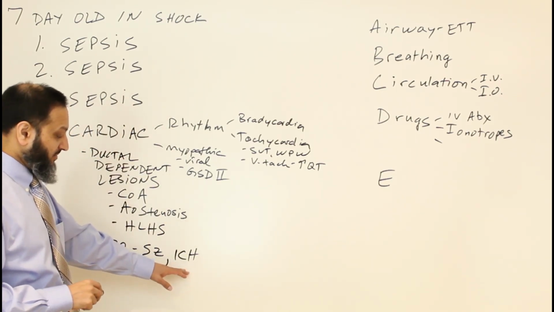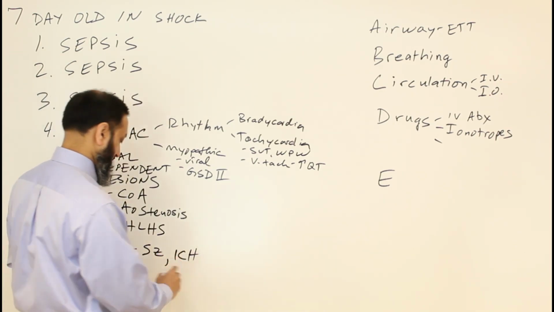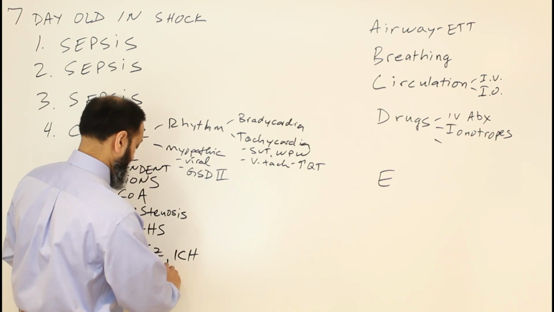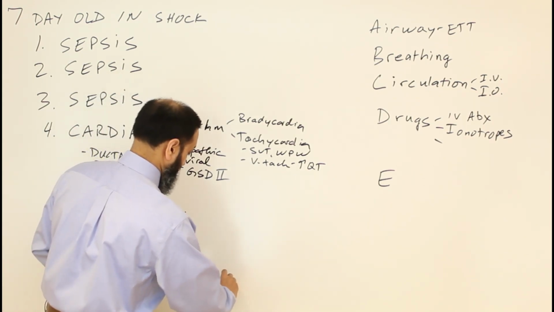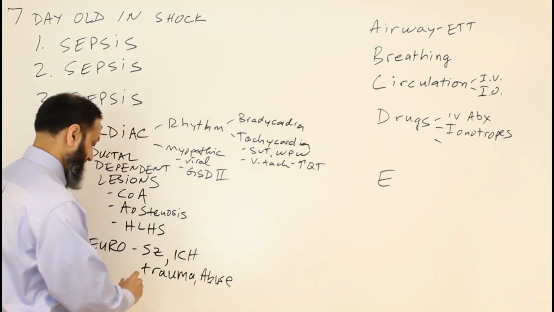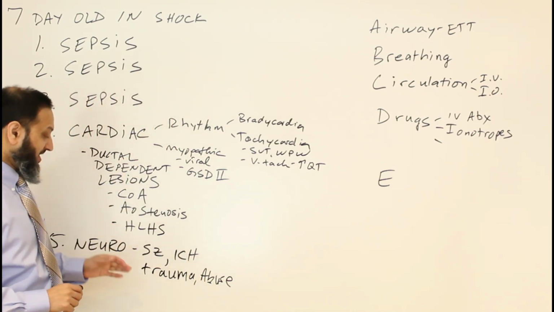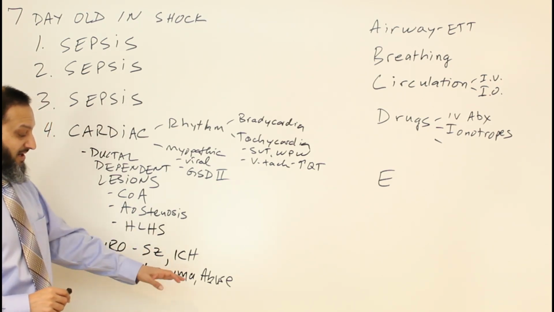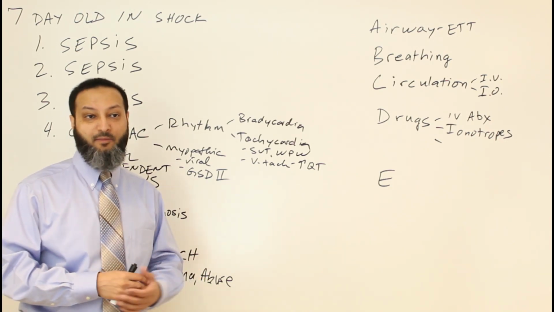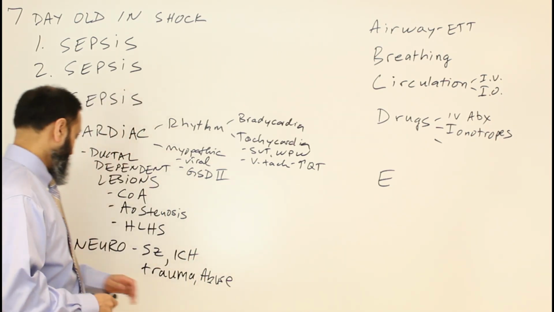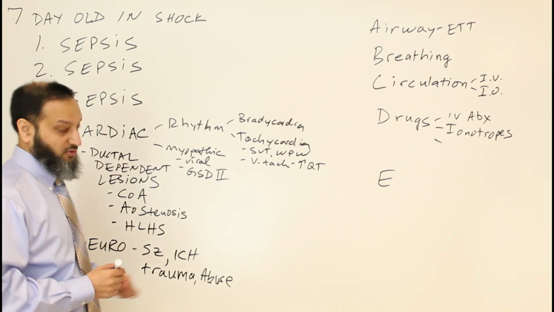Now these intracranial hemorrhages could be spontaneous, but they also could be related to some sort of trauma. So abuse, shaken baby, things like that can also cause intracranial hemorrhage. So a 7-day-old coming in with shock, you have to think about some sort of neurologic cause and maybe some abuse and inflicted trauma or shaken baby syndrome. I think that is a major consideration to think about as well.